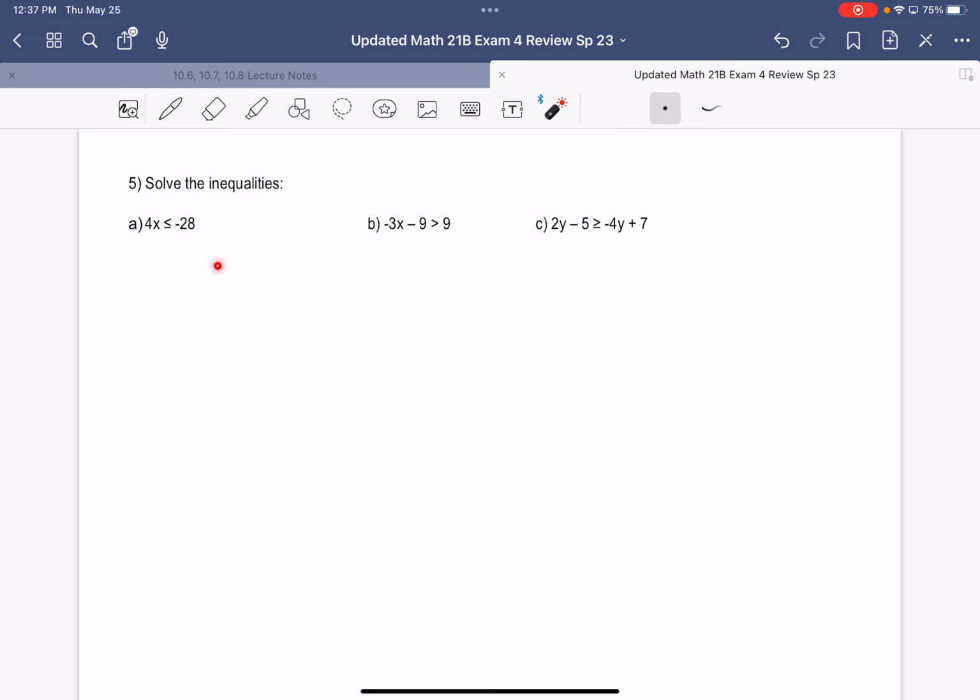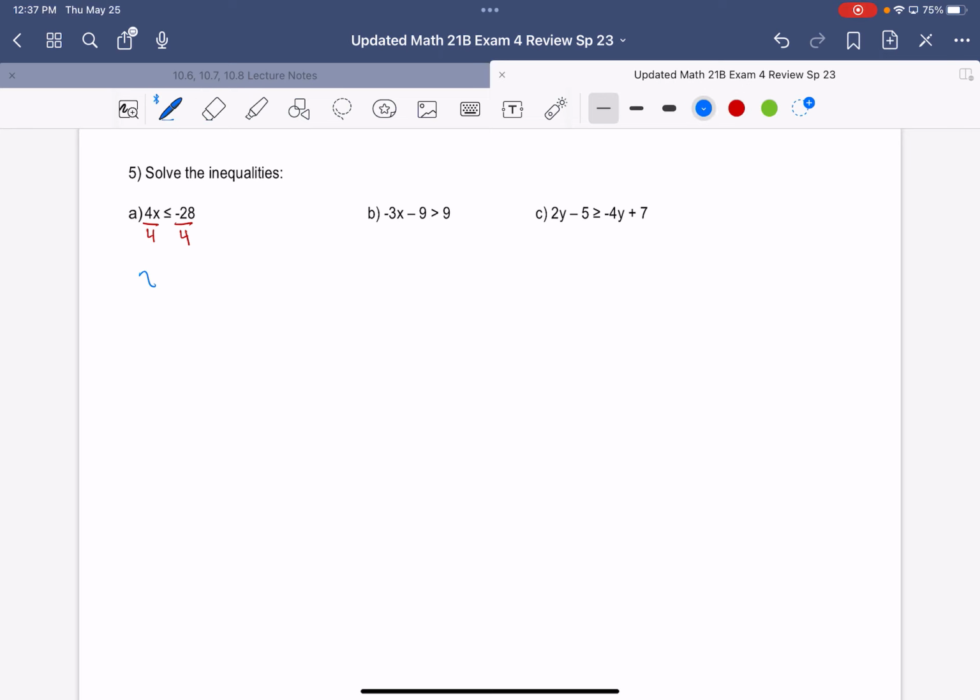So similar to when we were solving equations, we want to get the variable alone. I need to get this x alone, which means I gotta get rid of the 4. To do so, we divide both sides of the inequality by 4. So I'm left with x is less than or equal to negative 28 divided by 4, which is negative 7. And that's it.